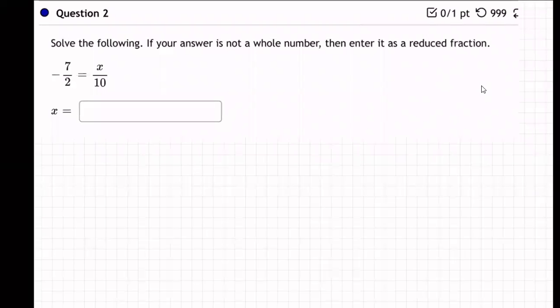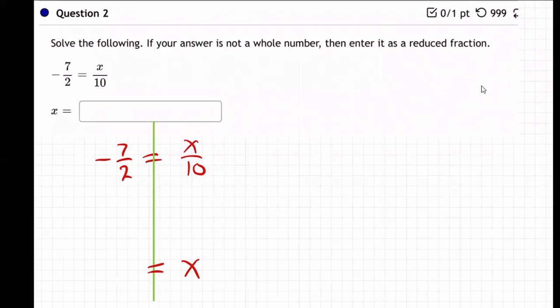All right, number 2 here, we've got minus 7/2 equals x over 10. I'll put the wall of separation in there. All right, so on this one, we're wanting to get x alone. X is on the right side this time. It doesn't really matter, right side, left side, whatever. Doesn't matter which side x is on. Just get it alone. Wherever it's at, just get it alone.